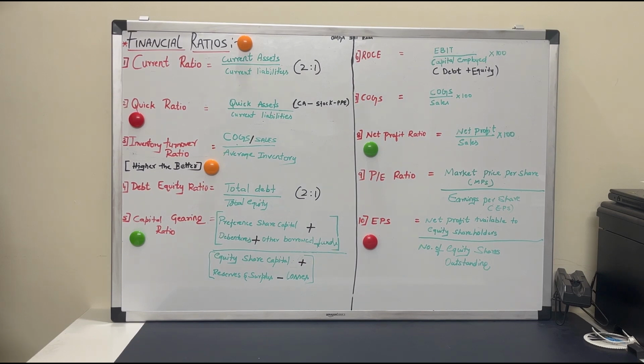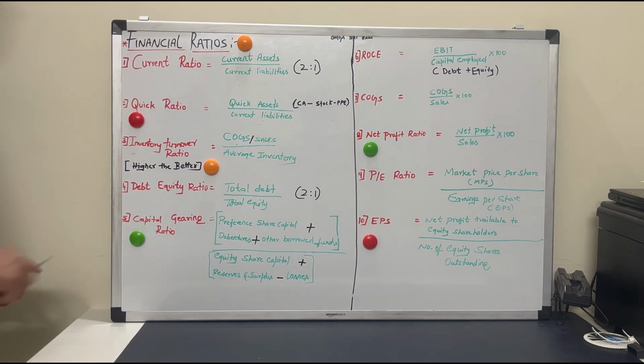So this is similar to the debt equity ratio, but this gives a clearer picture of the amount of each of preference shares, debentures and other borrowed funds in relation to equity. So most businesses use the capital gearing ratio in place of the debt equity ratio to take major decisions.